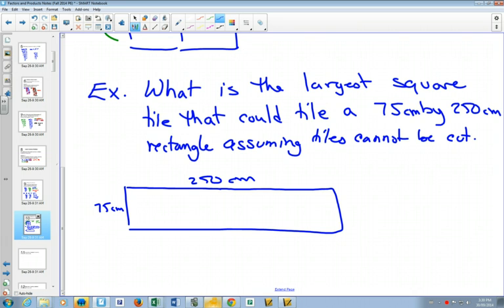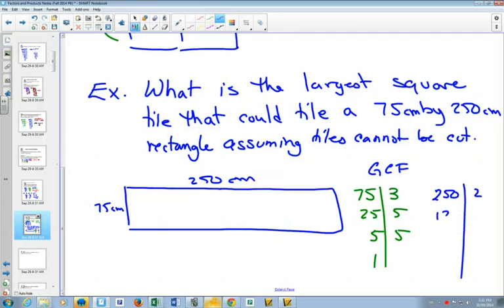Okay, so what kind of question is this? Is this a least common multiple or a greatest common factor question? Greatest common factor. So if you recognize that, you might say, well, I know how to find the greatest common factor. For 75, that divides by 3, leaving 25, 5, 5, 1. And 250 divides by 2, leaving 125. Does that divide by 3? No. Divides by 5. 25 divides by 5, 5 divides by 5, 1.